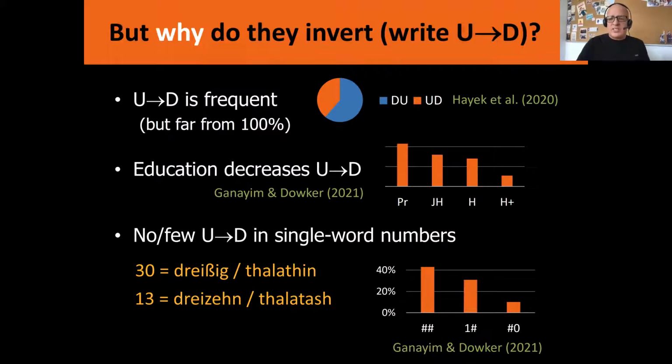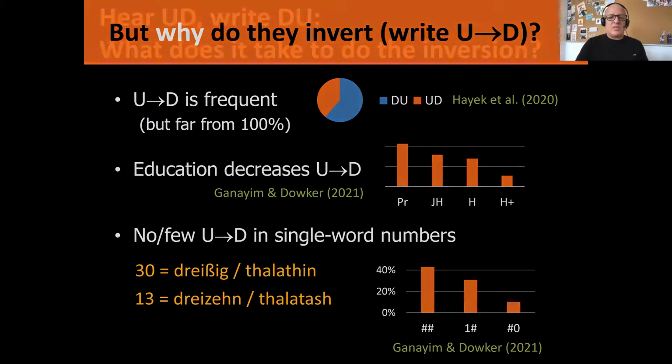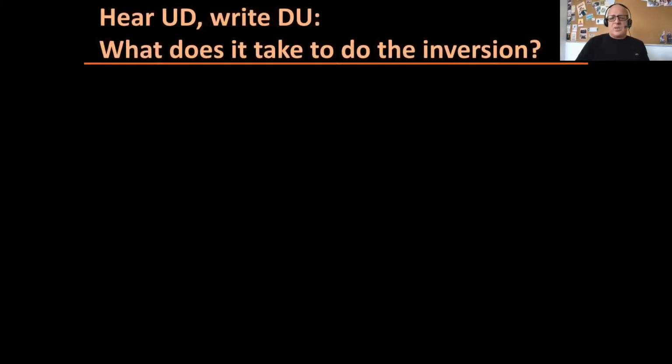But the question is, why does this happen? Why do people invert the numbers? Invert or not invert, and why doesn't it happen all the time? Why does there seem to be some variability in this behavior? And we tried to think about it. We came up with a few possible answers to this question.